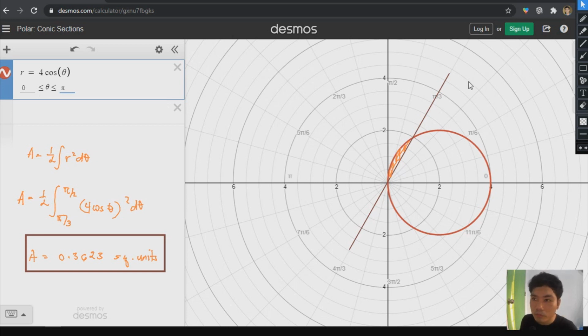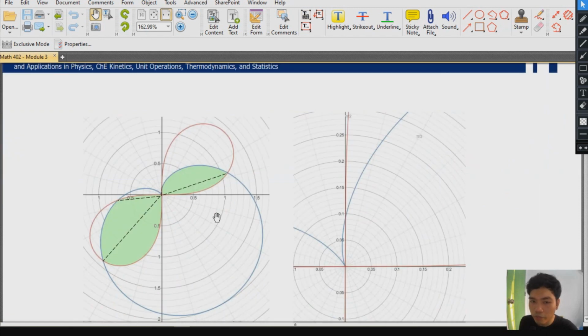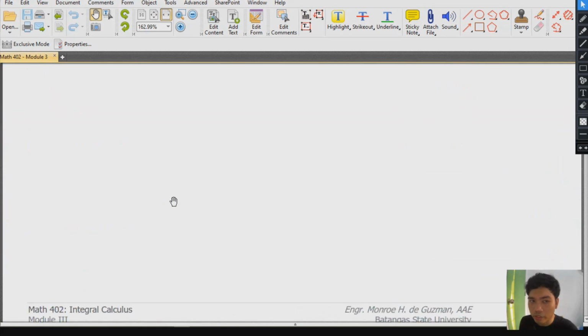Okay, so let's move forward to the next item. Evaluate the value of the area with r squared is equal to 2 sine 2 theta. So this is basically a Lima Sun. Okay, and r is equal to 1 minus cosine of 2 minus theta. And now this is not actually a special case of polar equation, and therefore intersections of the figure suggests. So meron tong figure na actually. So ito na yung figure.